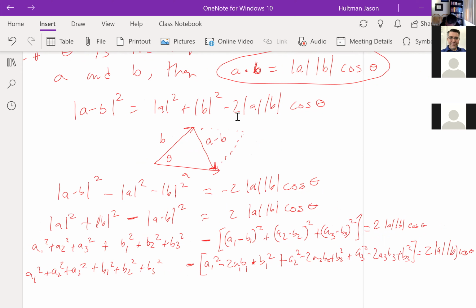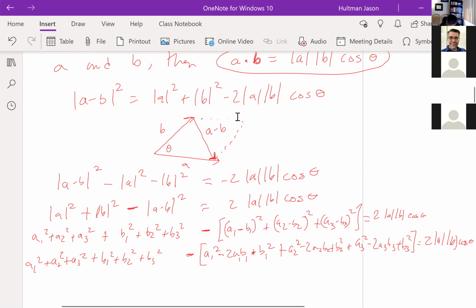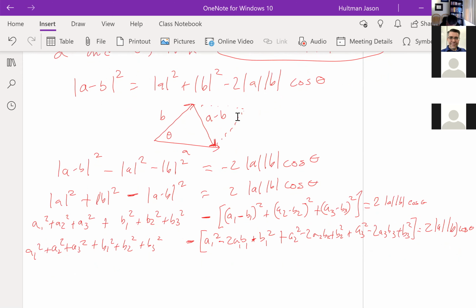Let's distribute the negative sign here. What are we going to get? Can you see that when I distribute the negative sign, all of these are going to go negative? And all of these are going to turn positive.